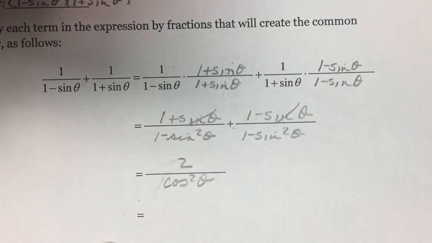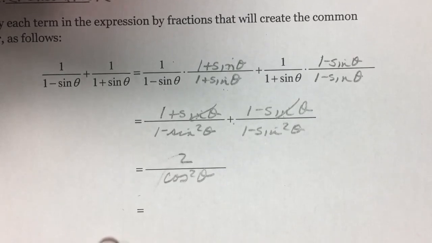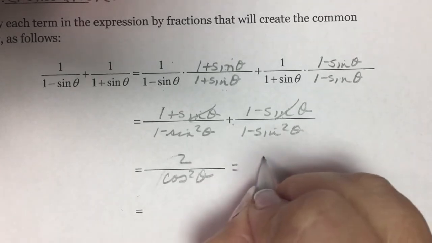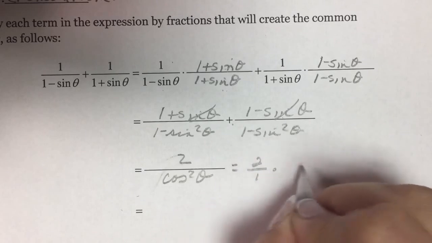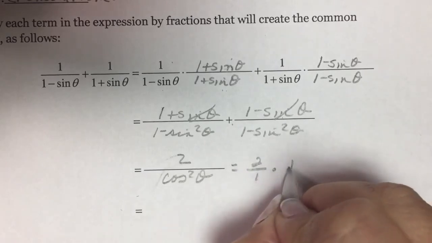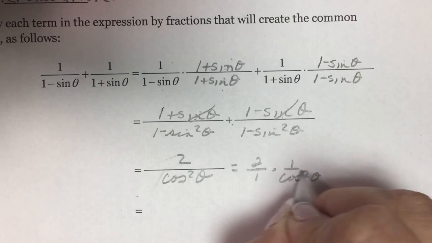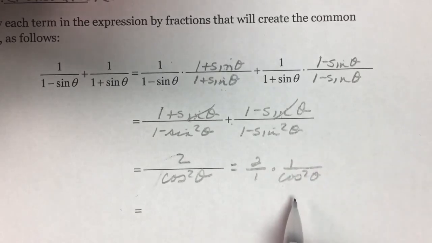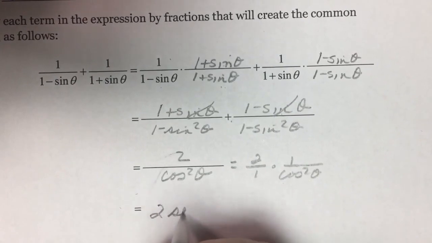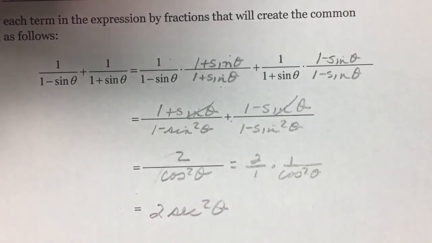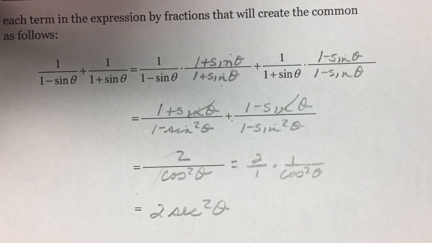And if I want to simplify 2 over cosine squared theta, remembering that this is really 2 over 1 times 1 over cosine squared theta, what do we know 1 over cosine squared theta is? That's the same as secant squared theta. So this becomes 2 secant squared theta. And we've simplified it. So there's another strategy. Again, just go ahead and combine the fractions, but you're going to have to find a common denominator.